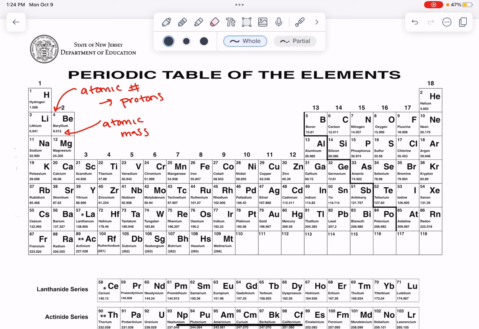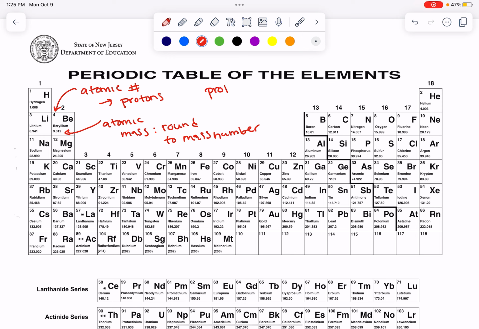So for our purposes, we're just going to round the atomic mass to make the mass number. So in the case of beryllium, 9.012 would round to 9. In the case of something like boron over here, 10.81, that would round to 11. Okay? And a thing to note here is that the protons plus the neutrons, that equals our mass number. So to find the neutrons, we're going to do the mass minus the protons.